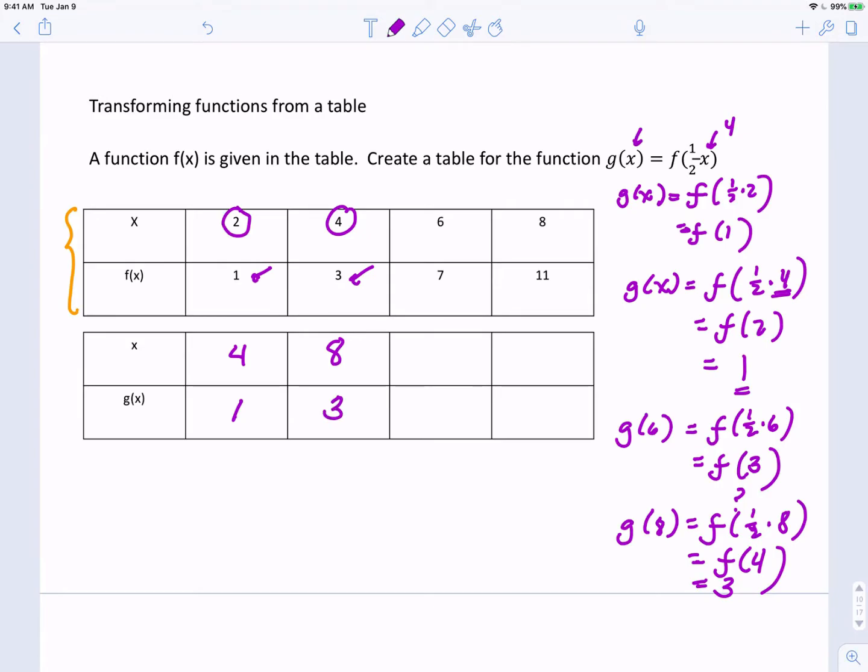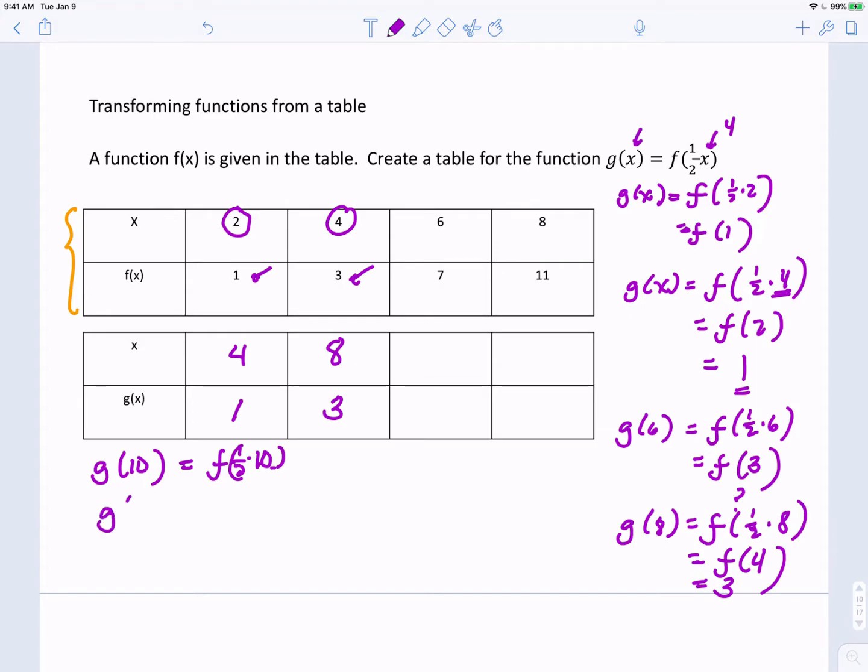So what we're noticing is that from our table, we can't find a value for g of x for every x we'd like to put in, only certain ones. Let's see if we can go a little more. Could we find g of 10? Well, if we wanted to find g of 10, we would have to be able to find f of 1/2 of 10, or in other words, f of 5, which is not in our table.